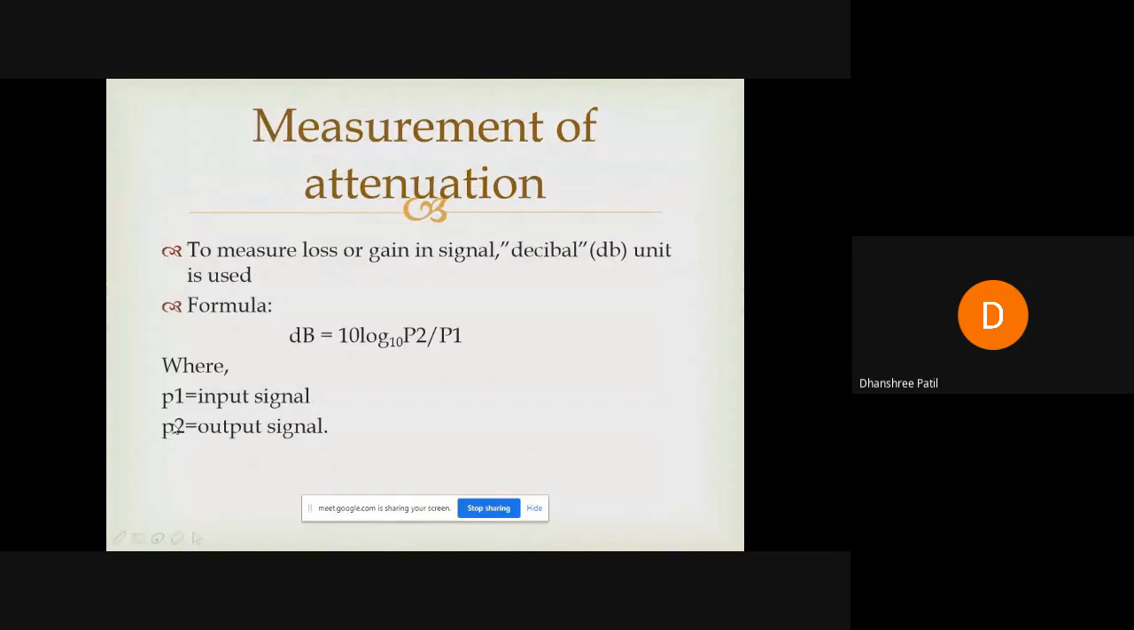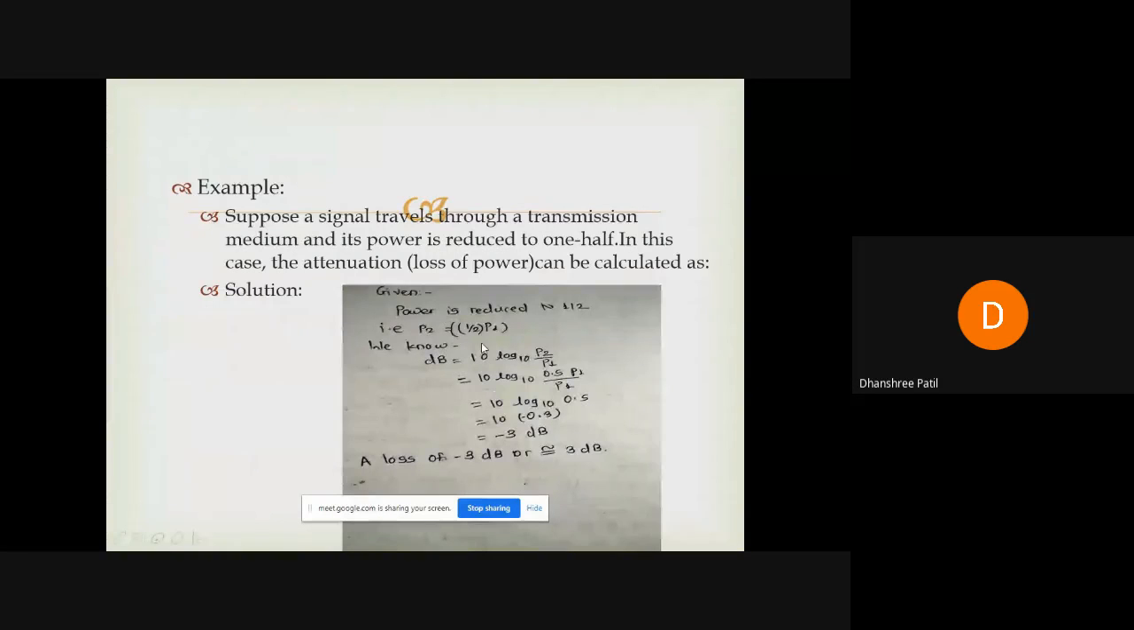So P2 is equal to half of P1. When we put the values in this formula, we get the answer as 3 dB. It means that in this particular example, there is a loss of 3 decibels of energy.